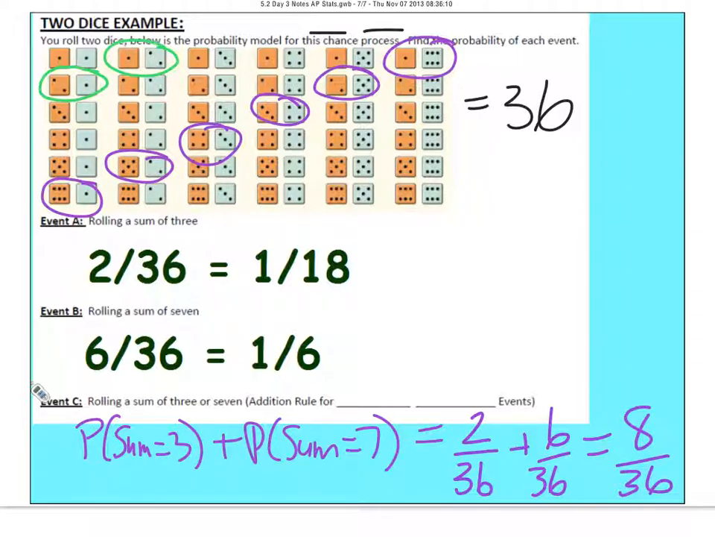Now, I do want to make note, how would you fill in these two spaces? These two events right here, sum of 3 and sum of 7, you're going to notice on the diagram they never overlap, which means they have nothing in common. So I can say this one is the addition rule for mutually exclusive events. Do make note, though, as we get more into the notes, there's times when you have to do or probabilities where they are not mutually exclusive, and we'll end up adjusting this formula by adding a third component to it.